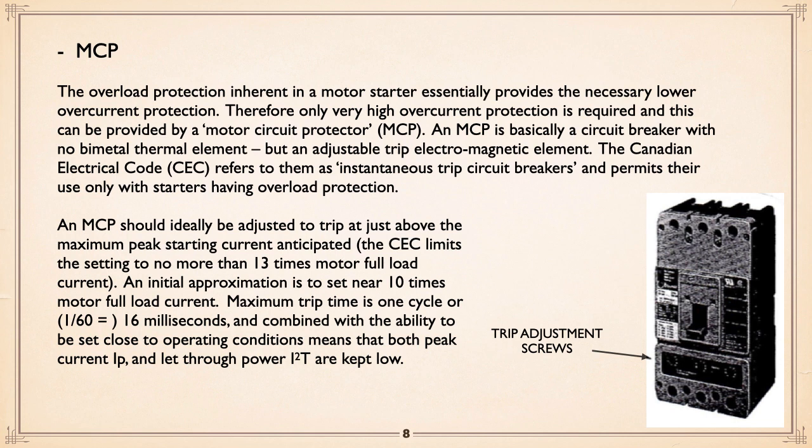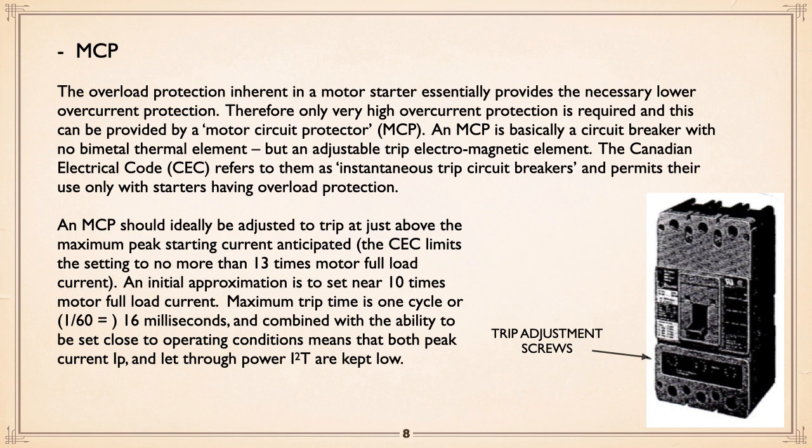To find out that the trip adjustment screws were set way down to the point that even the starting load of the motor was too much, bang, instantly, a fraction of a second, it's gone. Now, being adjustable up to about 13 times motor full load current, that's as far as you can go with them under Canadian Electrical Code. An initial approximation we used to use is go 10 times.